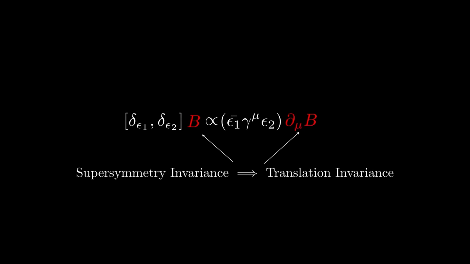If we take the commutator of two supersymmetric variations, we get a new supersymmetric operator. By acting on the bosonic field, we get something that is proportional to its spacetime derivative. Thus, any theory that is invariant under supersymmetry will necessarily be invariant under translations. In fact, supersymmetry is an extension of Poincare symmetry, thus this result is not surprising.